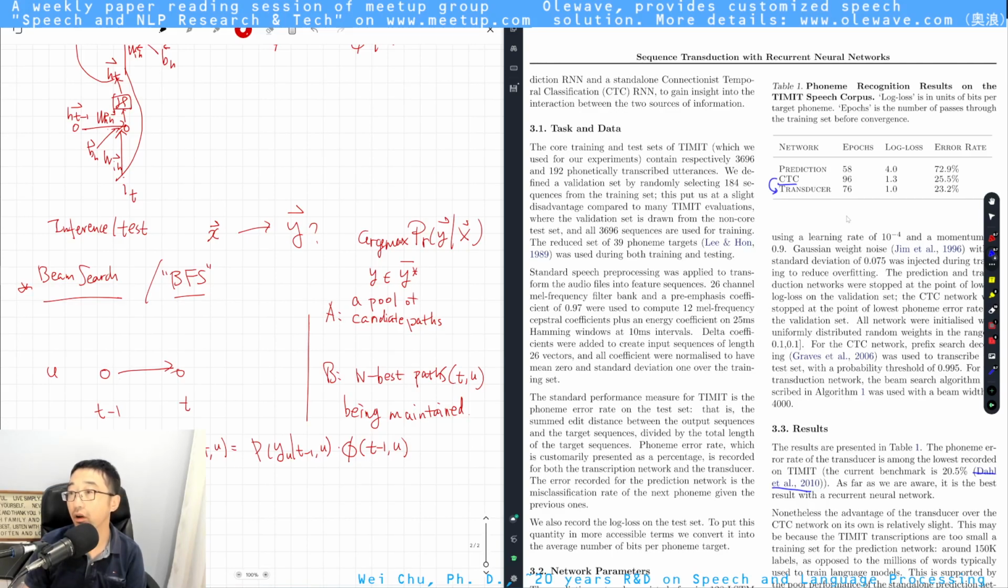And you can see the log loss reduced significantly, and it runs in fewer epochs. Of course, if you're just using the prediction network, I think GRU, right? It won't be working well.